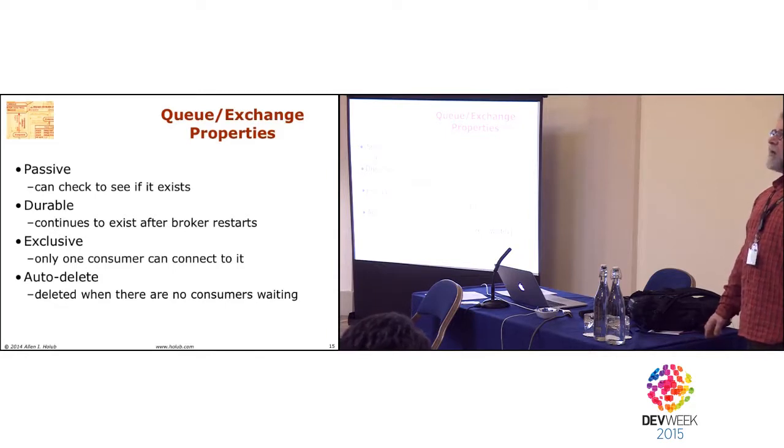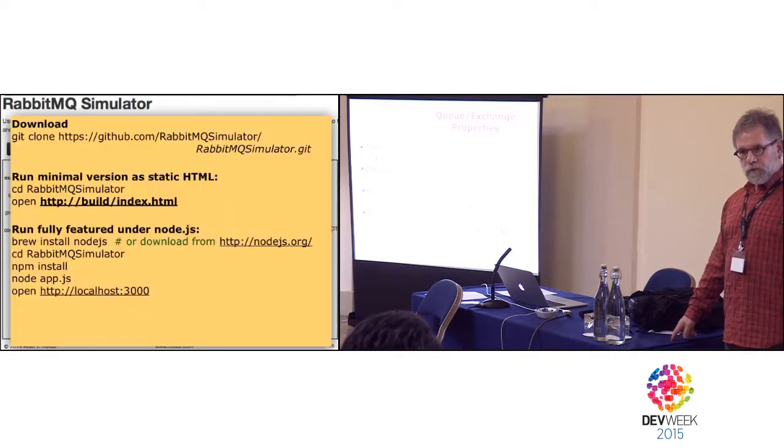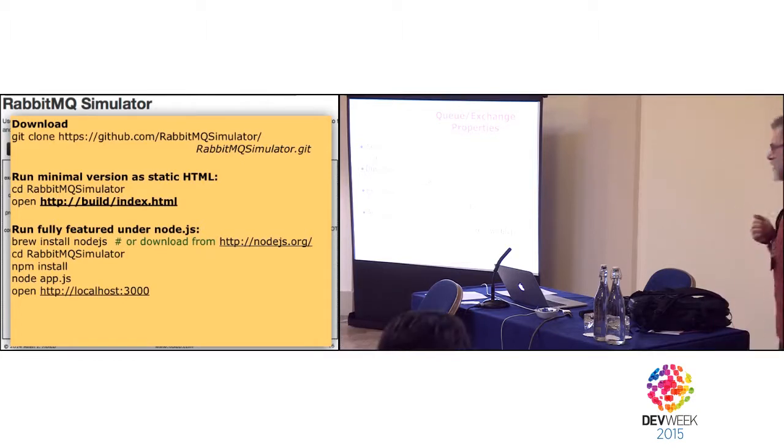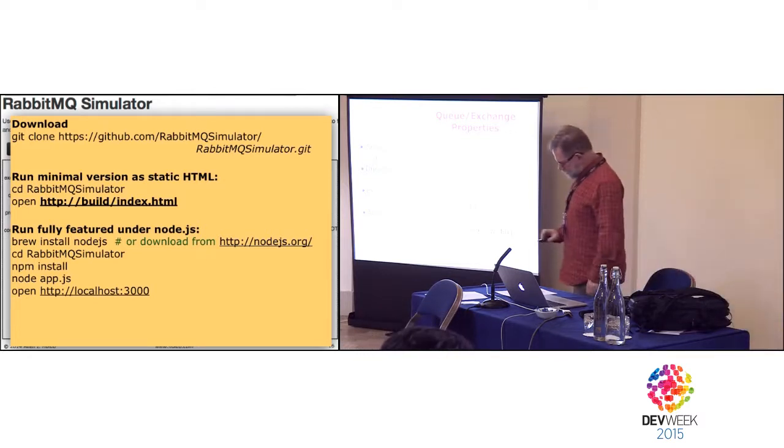What's hard to learn in Rabbit is the messaging topology. It's just how to set up the queues and the exchanges so that they do what you need to do. So I want to focus on topology for the next few minutes. And if we have time, I'll go on to some code, but I want to just focus on topology. So I'm going to do that using a simulator.